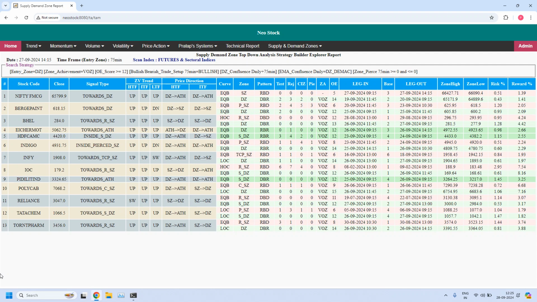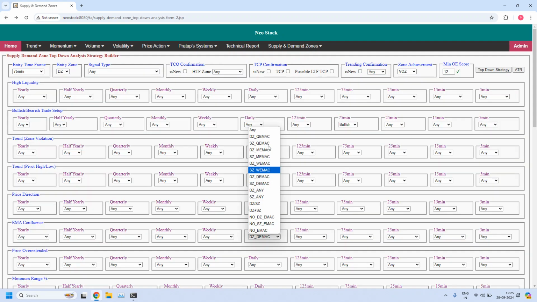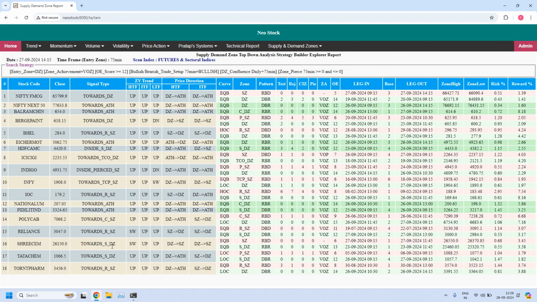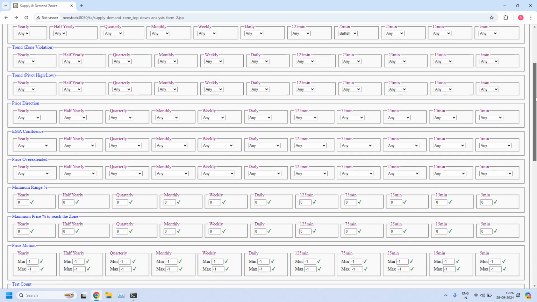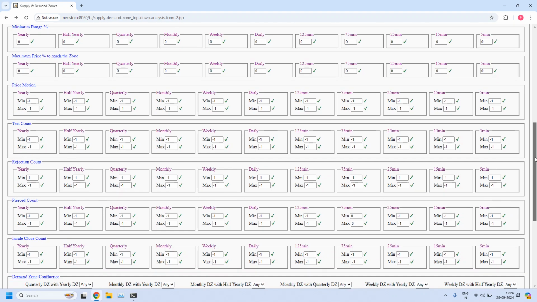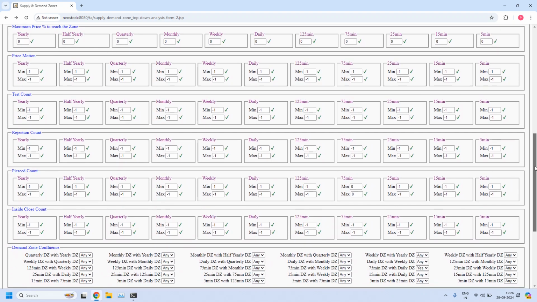Okay, the next LTF, ITF and HTF zone confluence. Let's find. For that, first we need to remove the EMA filter. I removed it. Without EMA, how many filtered earlier? 18. Out of these 18, let us look for LTF, ITF, HTF confluence. Already LTF and ITF zone confluence is enabled in the demand zone. That is 75, and daily demand zone confluence is already enabled.